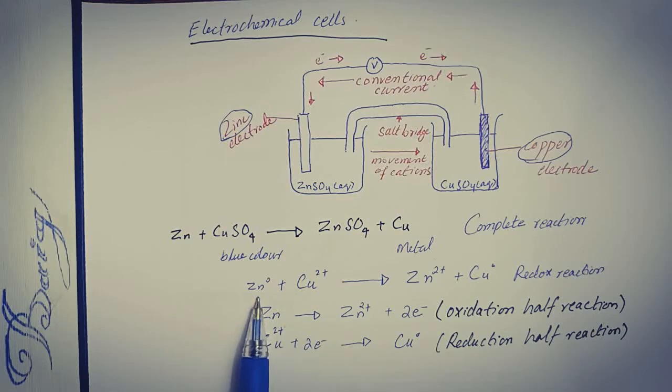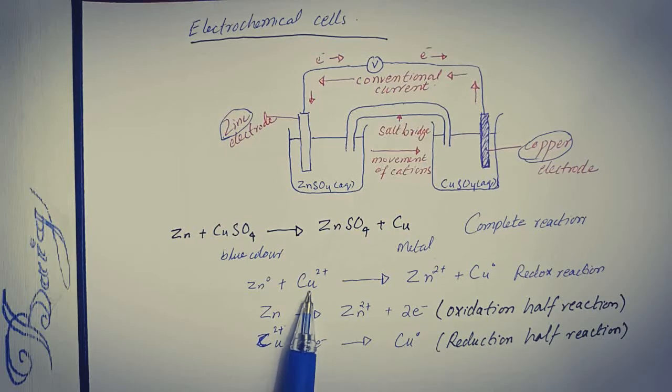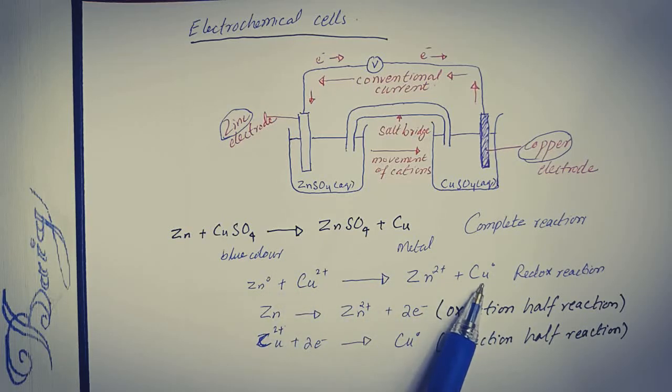zinc metal has oxidation state 0 and the copper has oxidation state +2. So here copper is copper ion. Zinc metal is converted to zinc ion, whereas copper ion is converted to copper metal having oxidation state of 0. So in this redox reaction, let's see, there are two half reactions.